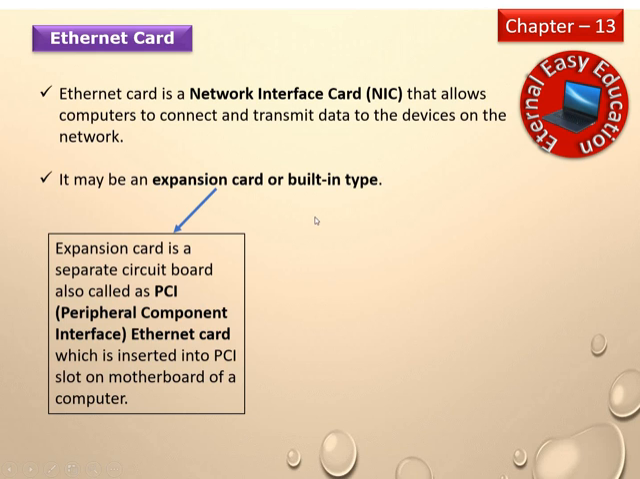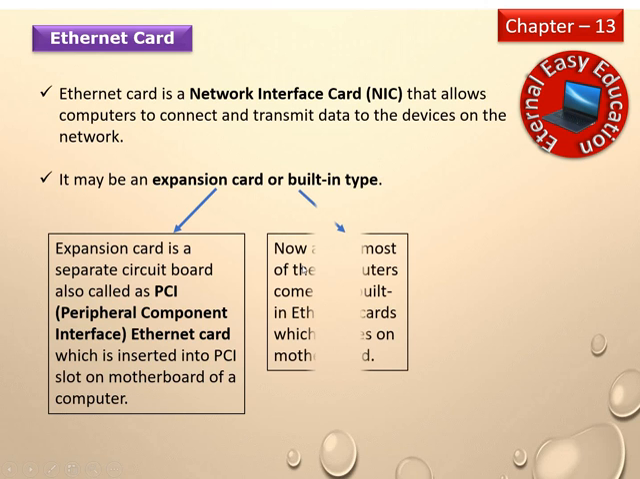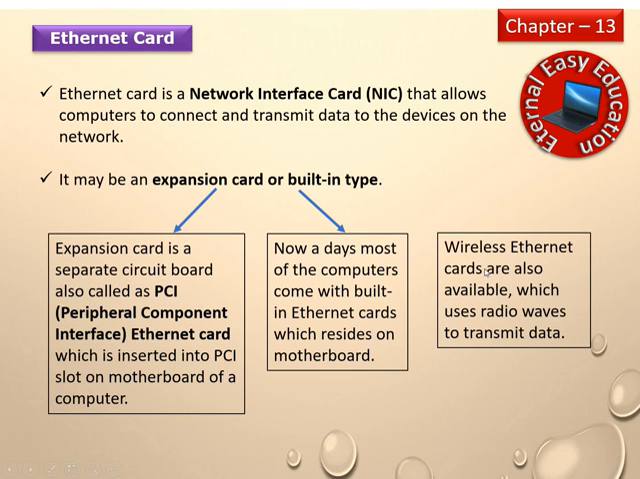This can be an expansion card or built-in type. An expansion card is a separate circuit board, also called PCI, Peripheral Component Interconnect, which is inserted into a PCI slot on the motherboard. Built-in: nowadays most computers come with built-in Ethernet cards which reside on the motherboard. There are also wireless Ethernet cards available which use radio waves to transmit data. So what is that?